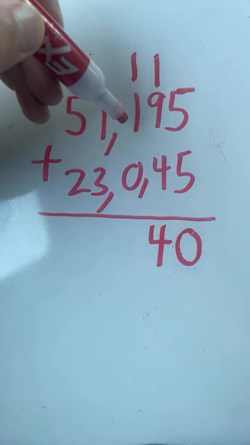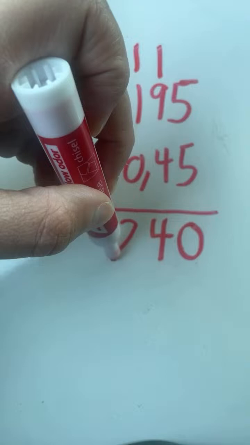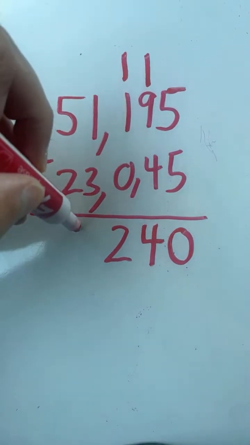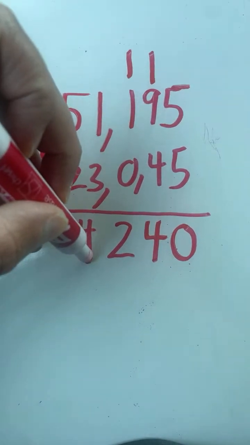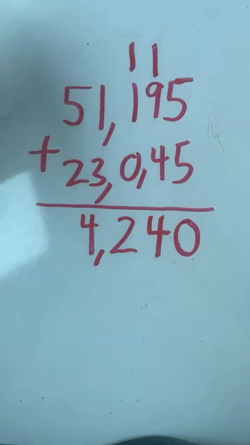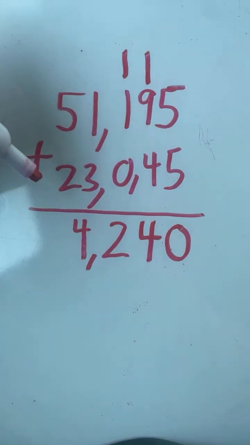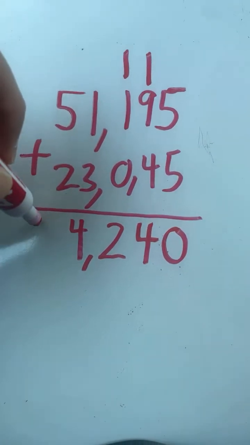1 plus 1 equals 2, plus 0 equals 2. 1 plus 3 equals 4. We do not need to regroup in the thousands place because our sum is less than 10. 9 or less, no regrouping is needed. 5 plus 2 equals 7.